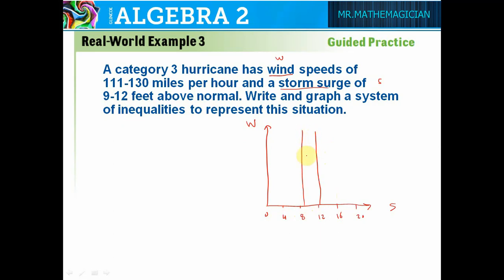And of course the shading is between. Now I'll take here 40, 80, 120, 160, 200, and I need it from 111 to 130. 111 is nearly here, and 130 is nearly here, and the shading is in between. So this will be the area of solutions.